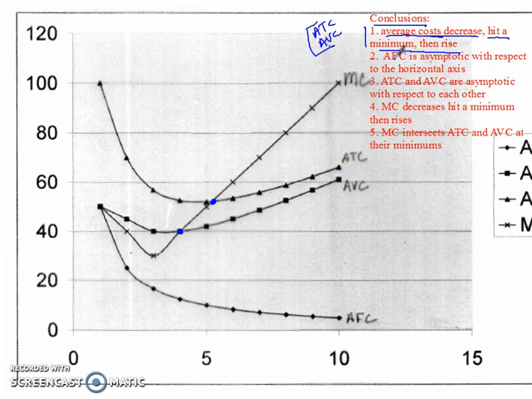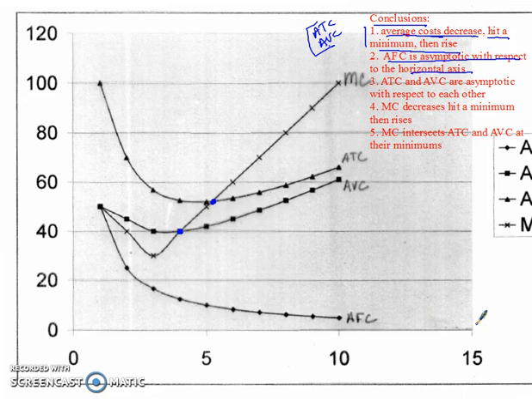The second pattern is that the average fixed cost, and I'm not sure if I'm saying this mathematically correct, I think I am, is going to be asymptotic with respect to the horizontal axis. What I'm trying to say is that as we increase production, the average fixed cost is going to decline, and it's going to continue to get smaller and smaller. It's going to approach the horizontal axis, which is zero, but never touch it.